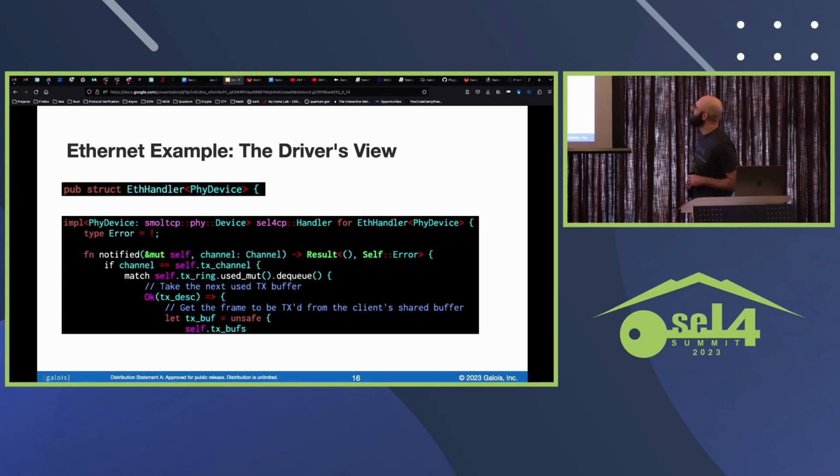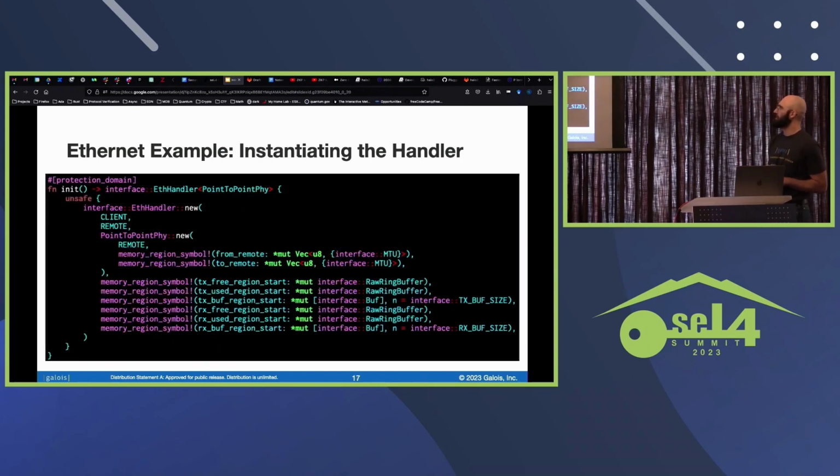Naming problems aside, the idea is that you end up with a ready-made microkit handler that you can just return from your init function, and indeed that's all the driver code does.